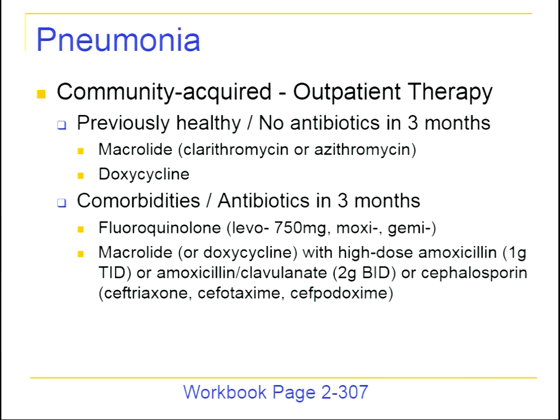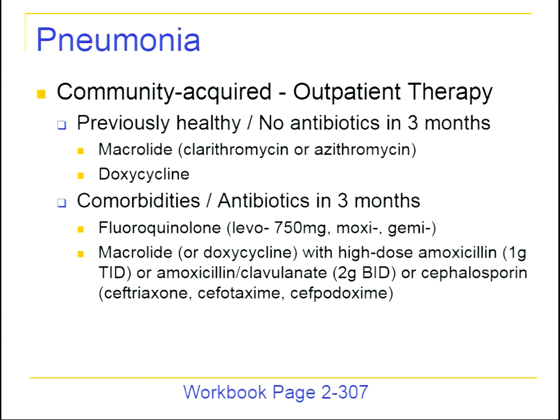When you are addressing a patient with community-acquired pneumonia, the first thing you have to decide is, am I going to treat this patient in the hospital or will I treat them as an outpatient? And then once you've decided that, you have another decision tree for each of those. So if you are going to send the patient home, treat them as an outpatient, then your antibiotics are based on whether they are healthy or whether they have comorbidities and whether they've had antibiotics in the past 3 months.